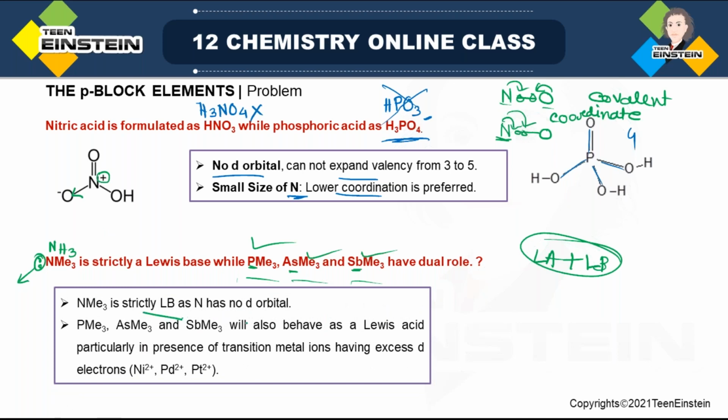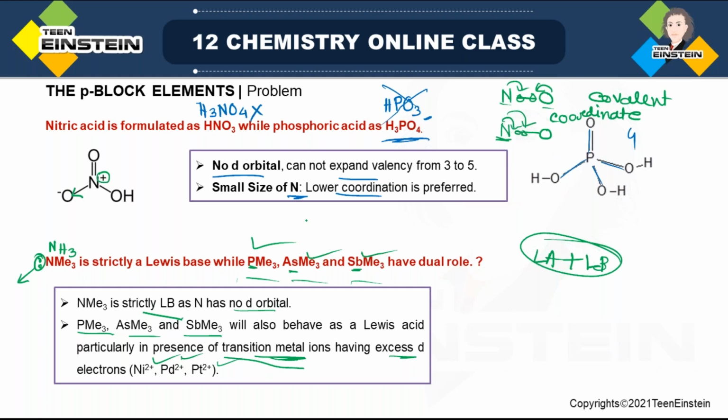So this is the reason, no d orbital. But in case of these 3 molecules, they will also behave as Lewis acid, particularly in presence of transition metal ions. Don't think that they will show Lewis acid behavior with just any Lewis base. No, it is not that. They will behave as Lewis acid also only in presence of some transition metal ions, where excess d electrons are present. For example, nickel 2 plus, Pd 2 plus, platinum 2 plus.